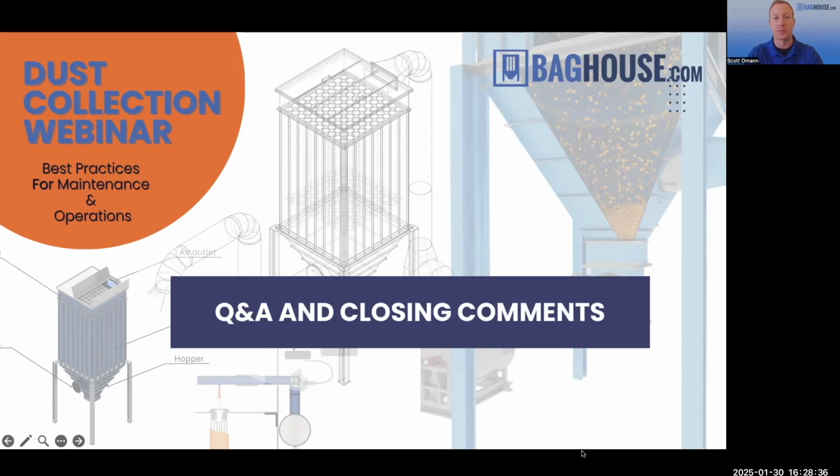That's where the bag will snap into the metal plate that divides the clean and the dirty side of the bag house. So you can see that there. Some people call it a different name, like a cookie sheet or where the bag snaps into. We usually call it the tube sheet. We'll need to know that measurement as well. We want to make sure that we get that exact measurement.